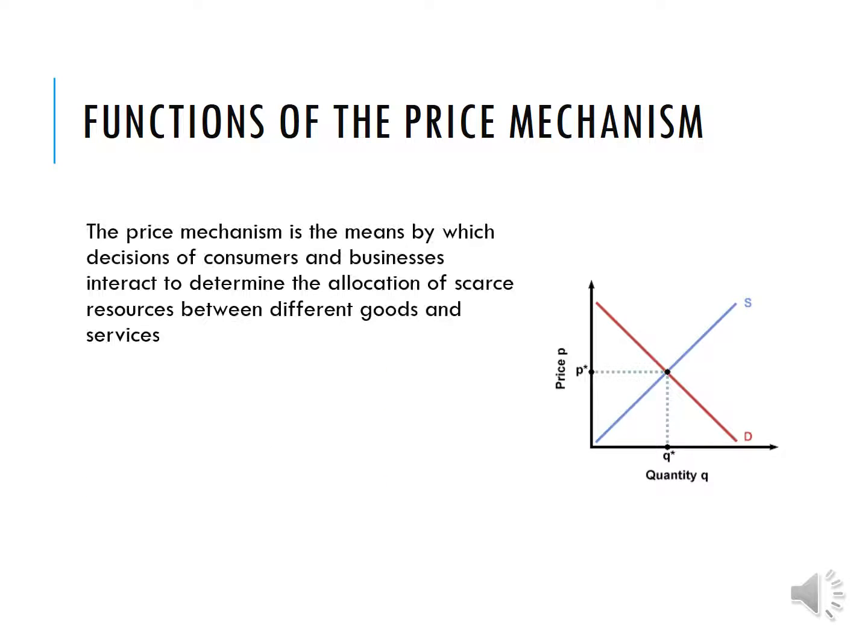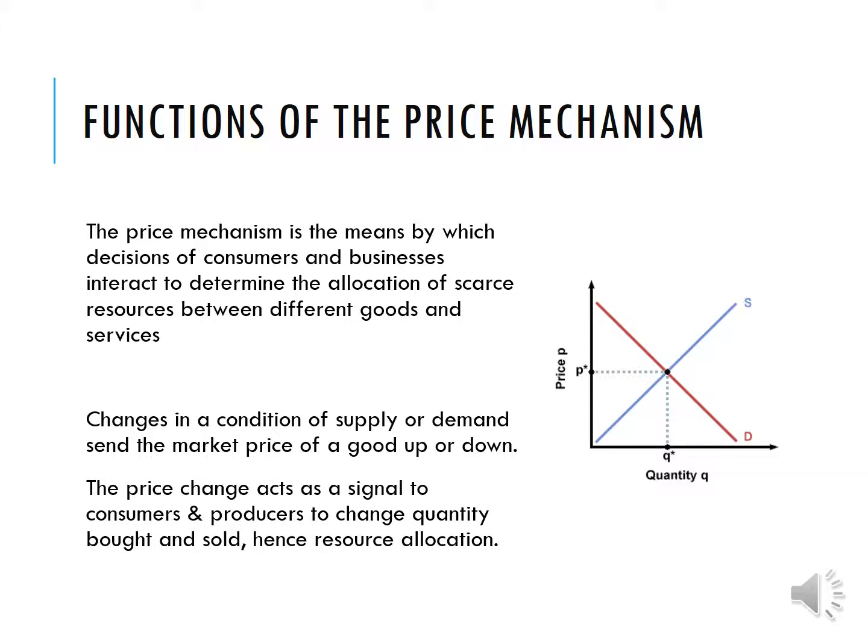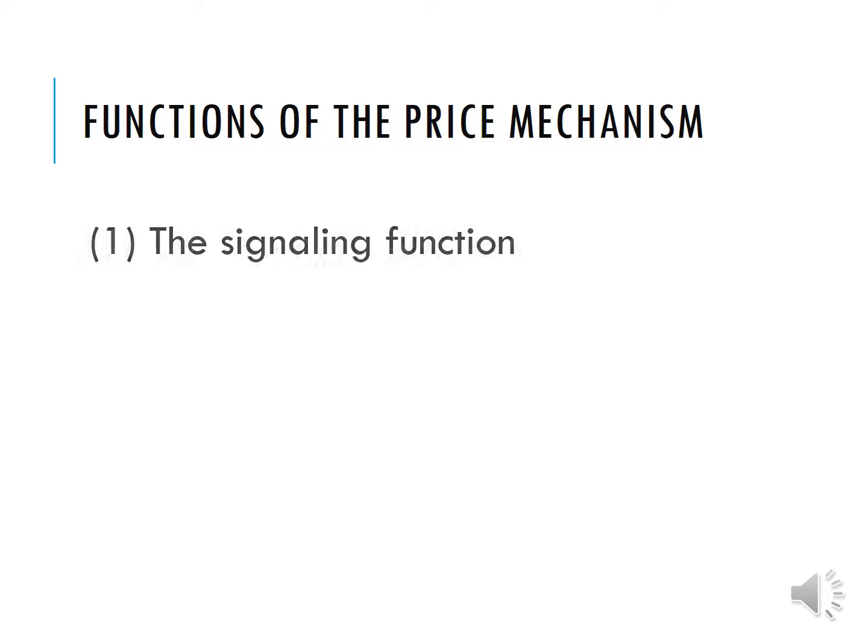So the functions of the price mechanism is the means by which decisions of consumers and businesses interact to determine the allocation of scarce resources between different goods and services. Changes in a condition of supply or demand send the market price of a good up or down and affect the allocation. The price change acts as a signal to consumers and producers to change the quantity bought and sold, and hence the resource allocation. This is the price mechanism or price system. So there are three functions of the price mechanism.